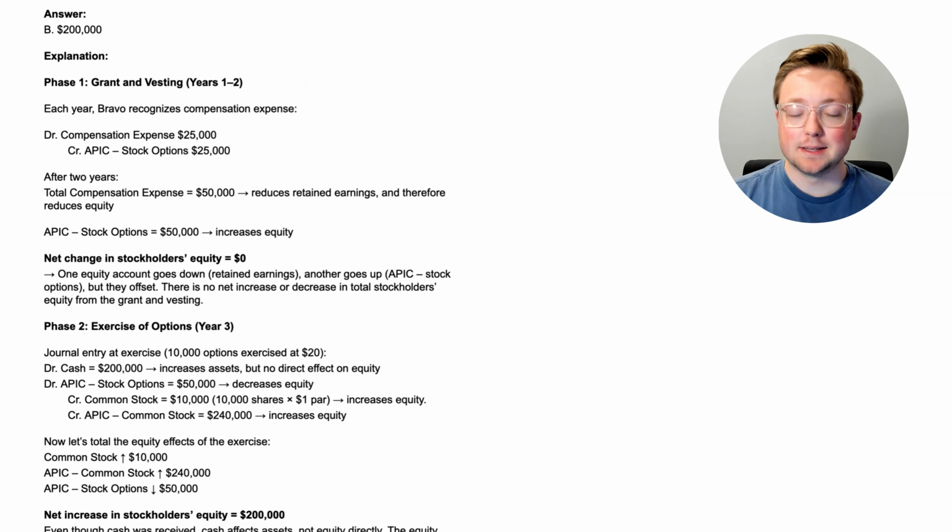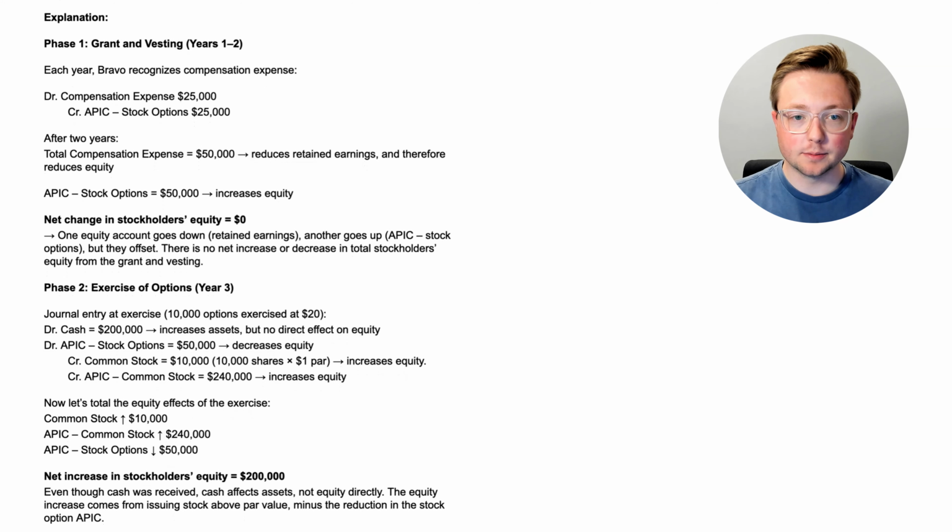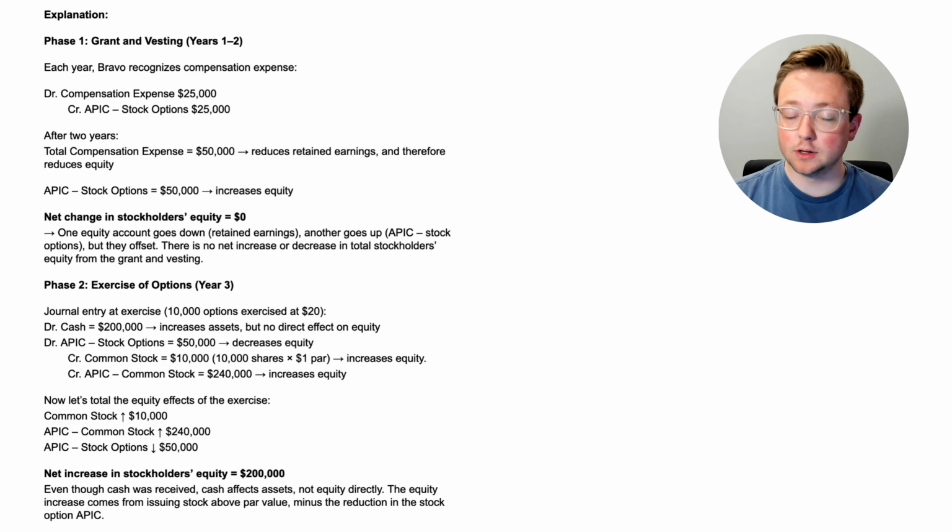Okay, here we are. The answer is B, $200,000. So now that we can see the answer is $200,000, let's scroll down just a little bit more to see the full explanation a little bit better. There we go. Okay, so this is a much more involved question, so we're going to go through it piece by piece. So the first step, or the first phase, is we have to look at what happens when it's granted and during those vesting years, during years 1 and 2.